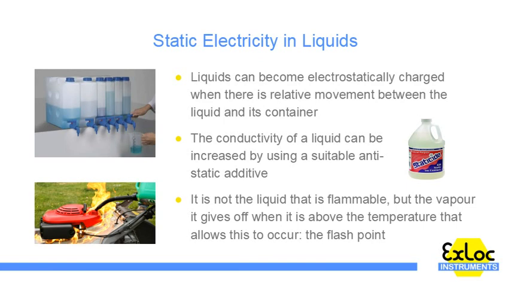It should be noted that it is not the liquid itself that is flammable, but the vapour it gives off when it is above the temperature that allows this to occur, known as the flash point of the liquid. A low flash point liquid, such as petrol, will give off vapour at normal plant operating temperatures and is therefore more susceptible to ignition from a static spark than a higher flash point liquid such as diesel.